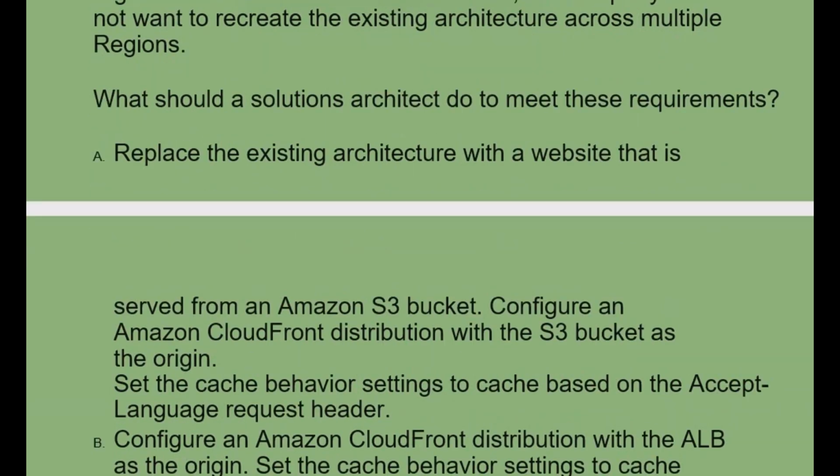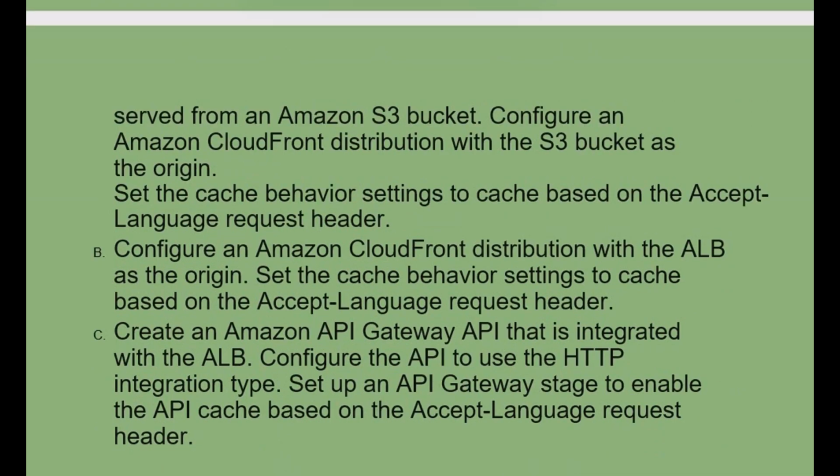Option A, replace the existing architecture with a website that is served from an Amazon S3 bucket. Configure an Amazon CloudFront distribution with the S3 bucket as the origin. Set the cache behavior settings to cache based on the Accept-Language request header. Option B, configure an Amazon CloudFront distribution with the ALB as the origin. Set the cache behavior settings to cache based on the Accept-Language request header.